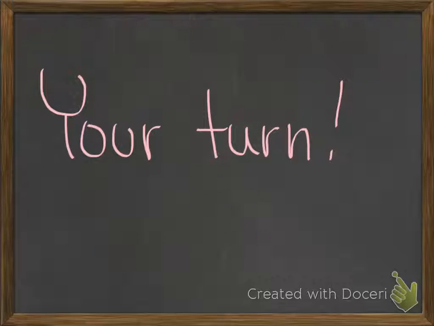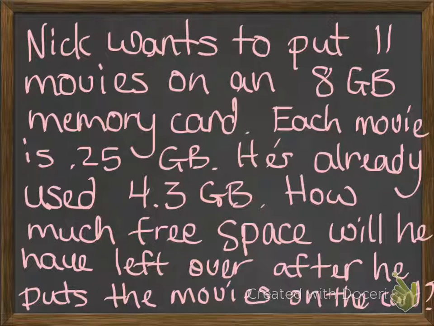Your turn. See if you can find the missing part of the problem. Nick wants to put 11 movies on an 8 gigabyte memory card. Each movie is 0.25 gigabytes. He's already used 4.3 gigabytes. How much free space will he have left over after he puts the movies on the card? Go ahead and try to solve the problem, and then we'll go over it together in just a minute.